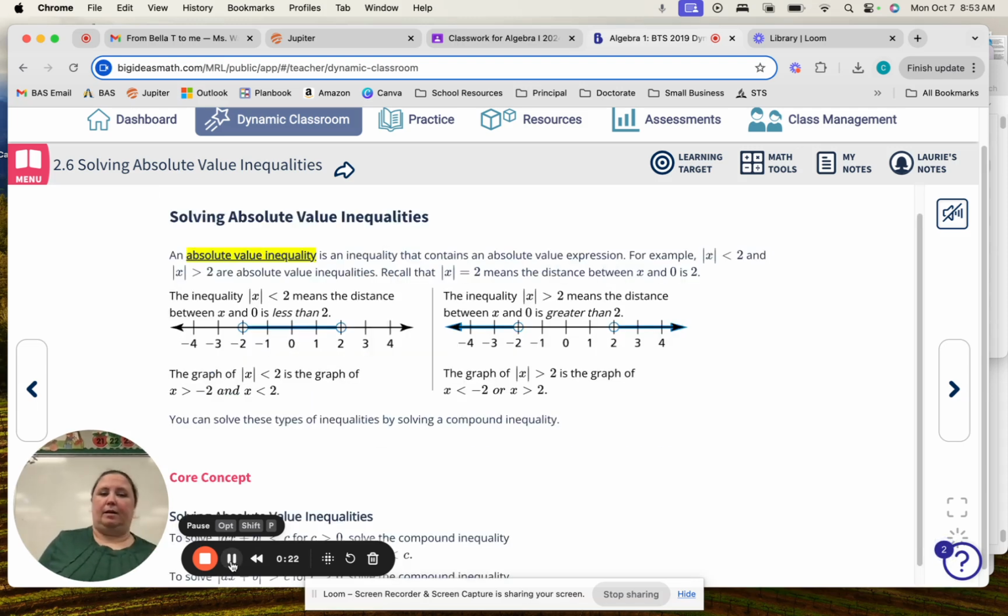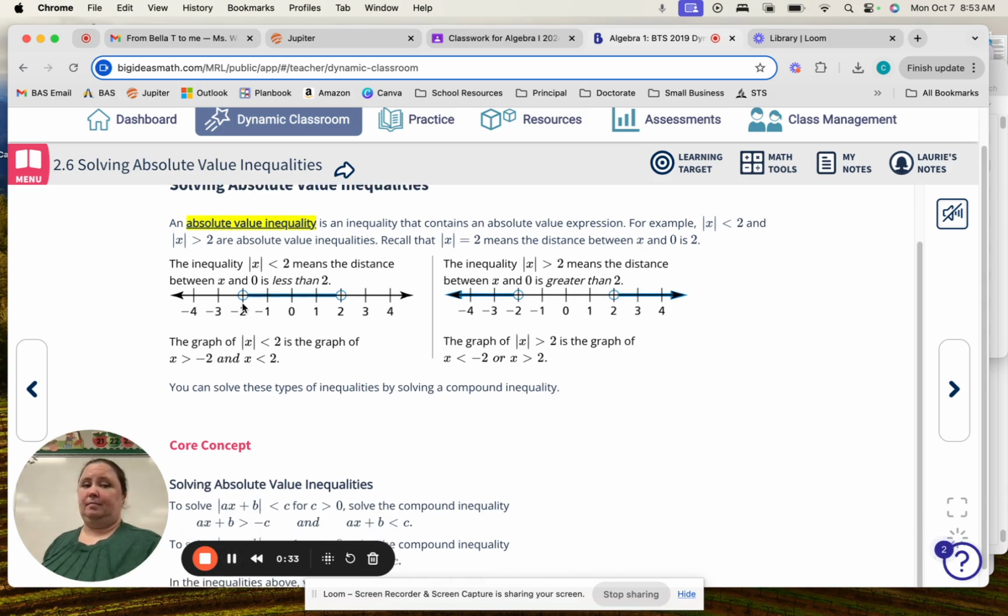All right, so solving absolute value inequalities. Remember, when you have an inequality, you have two answers, the positive version and the negative version. If you graph an inequality, especially if it's equal to, you'll have the filled in circles. But the inequality absolute value of x is less than 2 means that it's 2 away from 0, going both directions, going the negative version or the positive version.